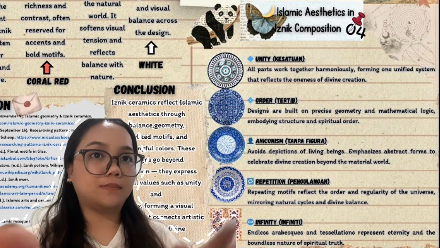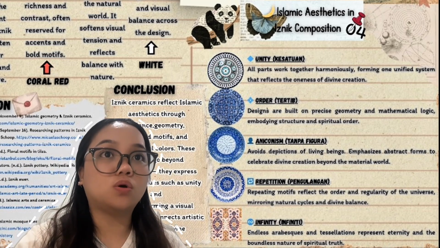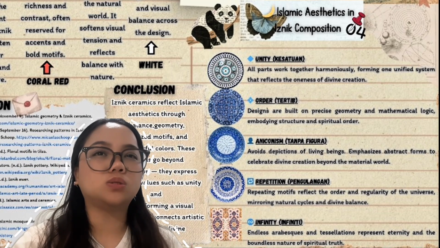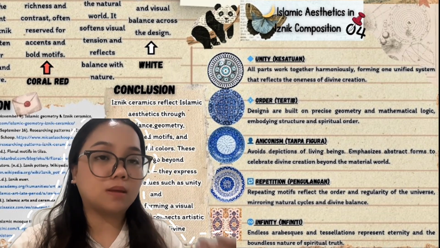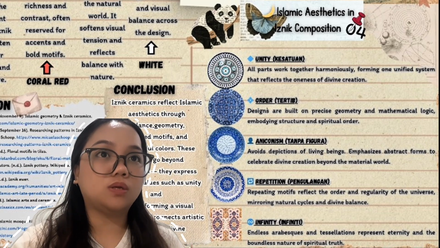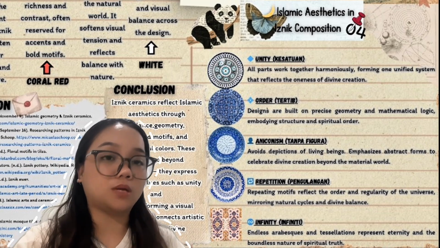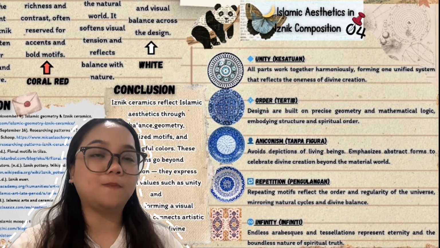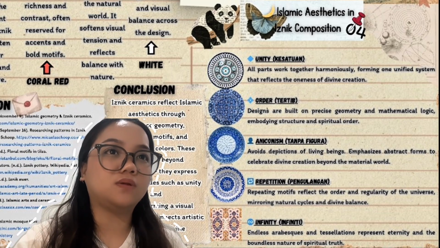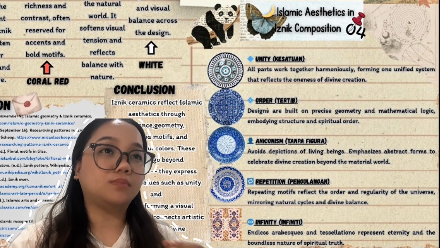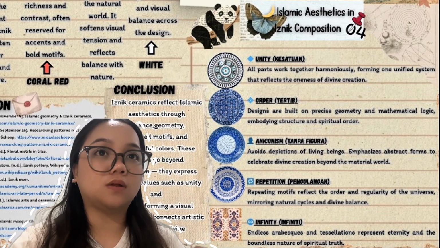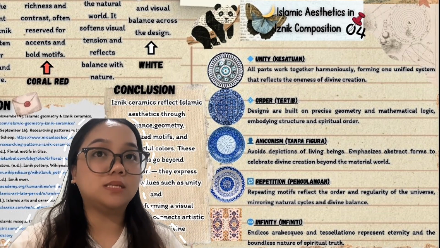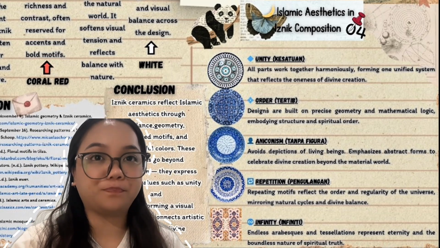Repetition is another key element. The use of repeated motifs not only creates rhythm and harmony, but also reflects the idea of remembrance and continuous praise in Islamic culture. Finally, we have infinity. Patterns in aesthetic ceramic often give the illusion of continuing beyond the frame, symbolizing the eternal nature of divine truth. This is achieved through tessellation and flowing designs without a fixed beginning or end.